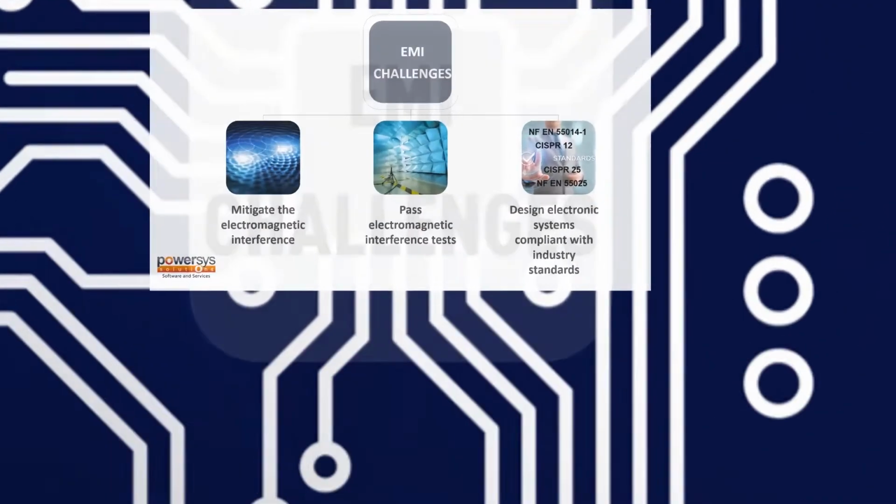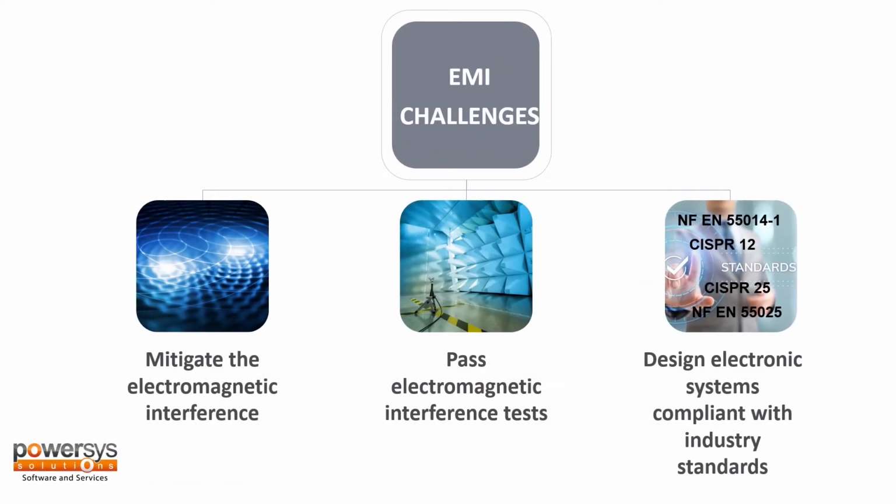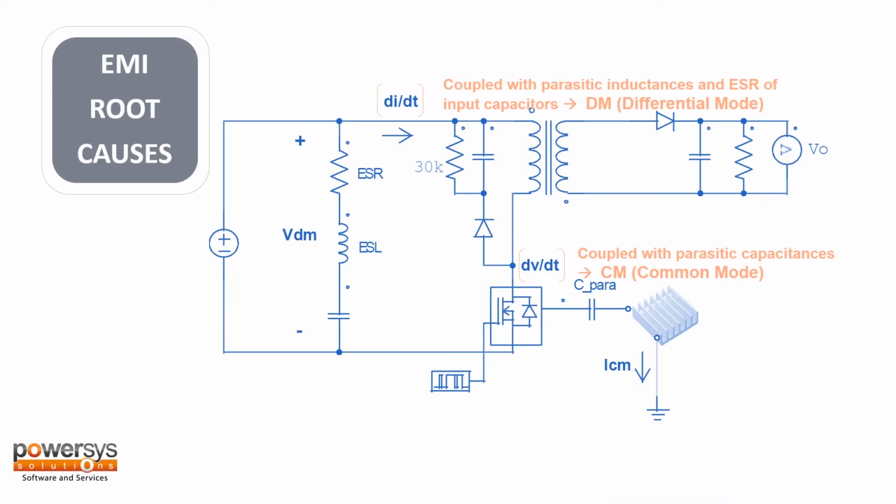A functioning power converter is not the end of the design cycle. It must be approved for sale, and one of the tests that must be passed is electromagnetic interference. In order to pass these tests, it is important to reduce the EMI noises. EMI is a disturbance usually caused by the di/dt and the dV/dt, which respectively lead to differential mode and common mode noise.